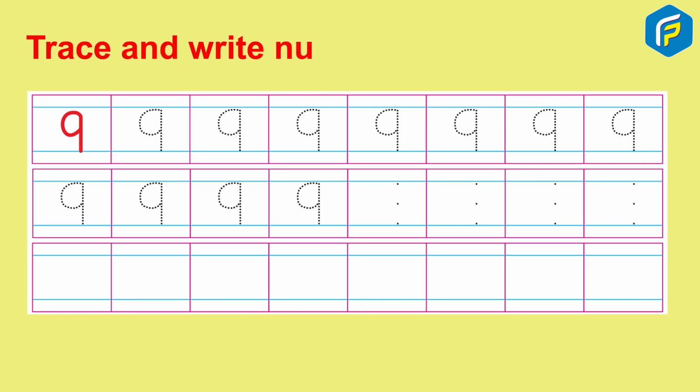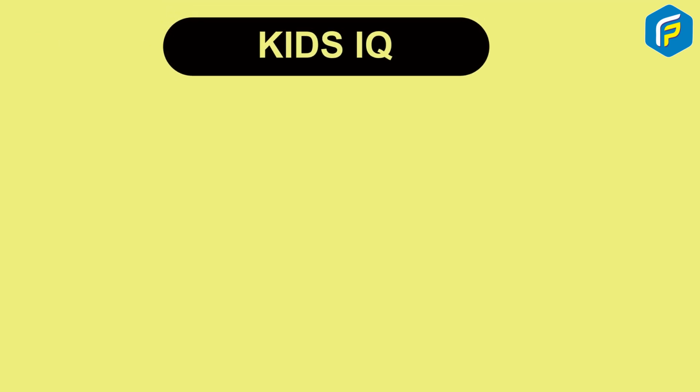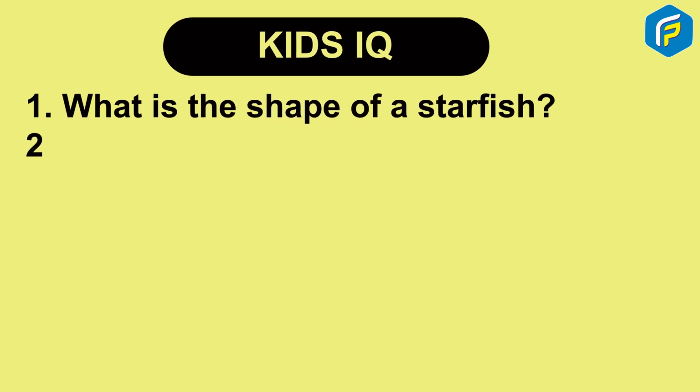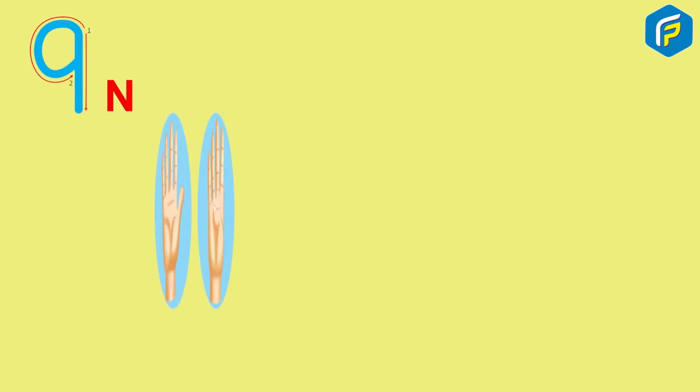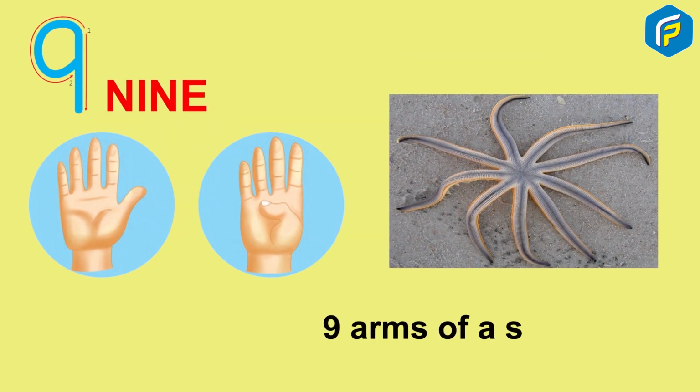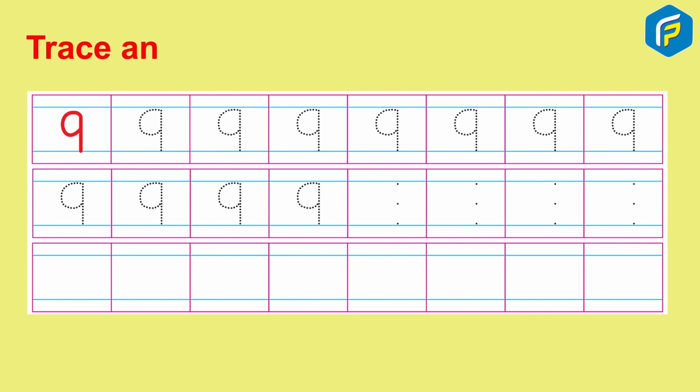Trace and write the number 9. Kids IQ. 1. What is the shape of a starfish? 2. How many arms does a starfish have? 9. 9 arms of a starfish. Trace and write the number 9.